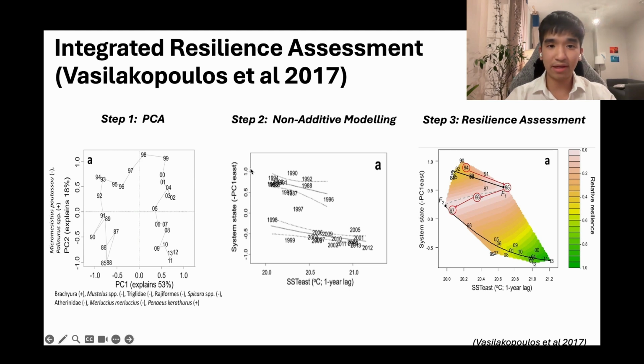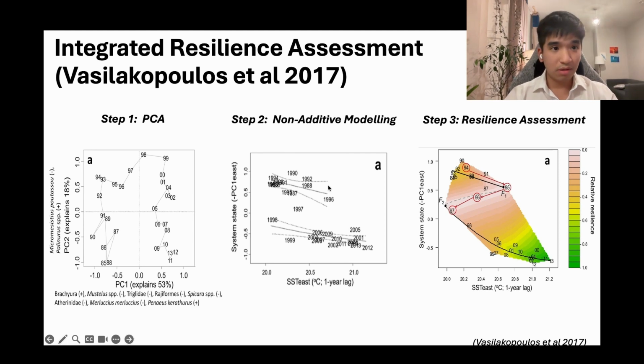Once you have that, you can approximate the resilience of the given system as the sum of the distance between each point and the fitted line, plus the distance between each point and the fitted tipping point. Then you can derive the relative resilience of the system by dividing each value by the maximum resilience value of the system. And then you can interpolate everything to see a resilience landscape.